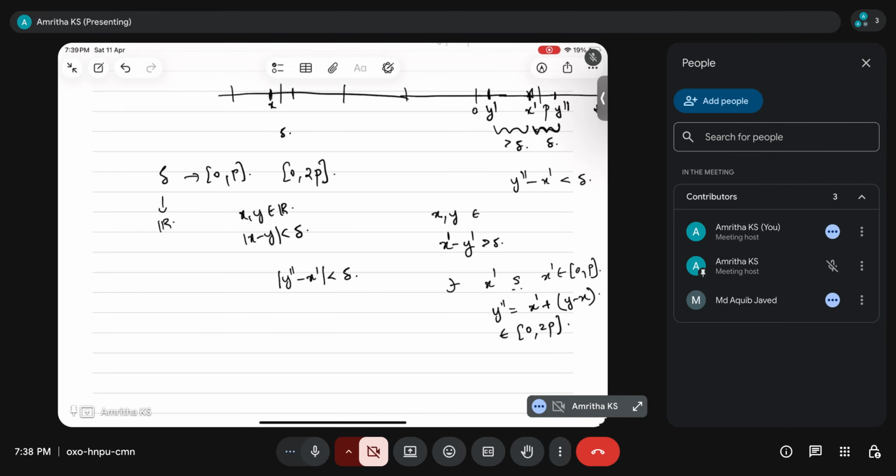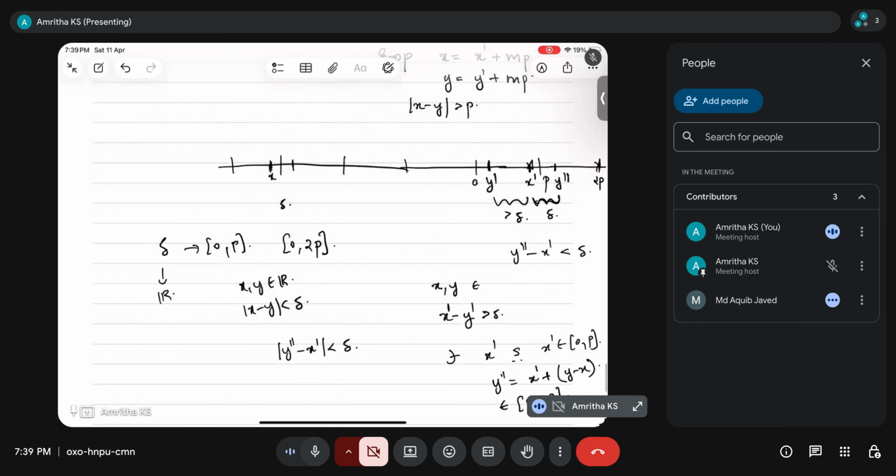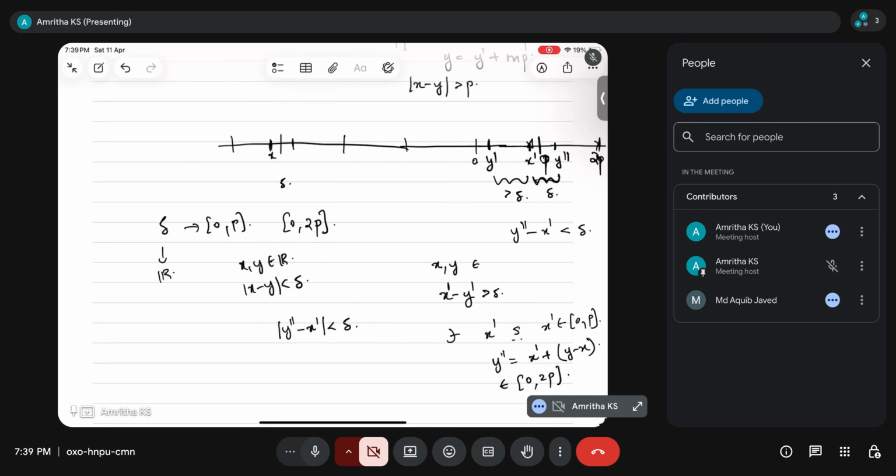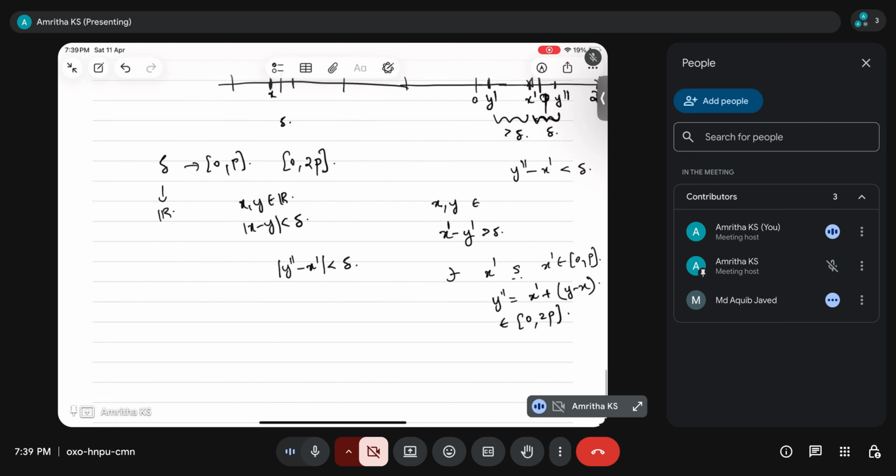Yeah, that is right. That is what I am telling. Oh, you are not seeing this 2p maybe. This is 2p. Here is my p. No, you are telling that y dash minus x is less than delta. That may not be true. No, I am telling y double dash. Y double dash minus x is less than delta. That may not be true.